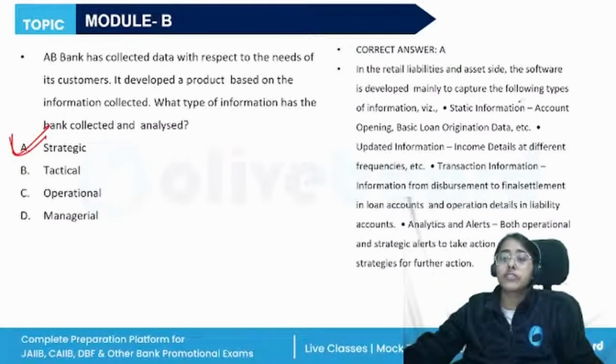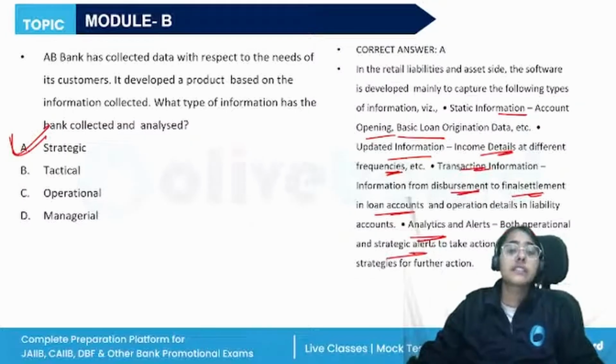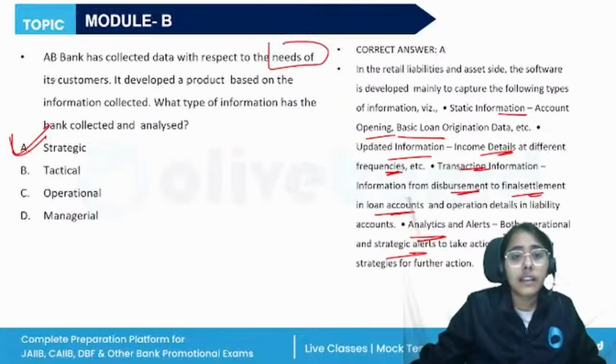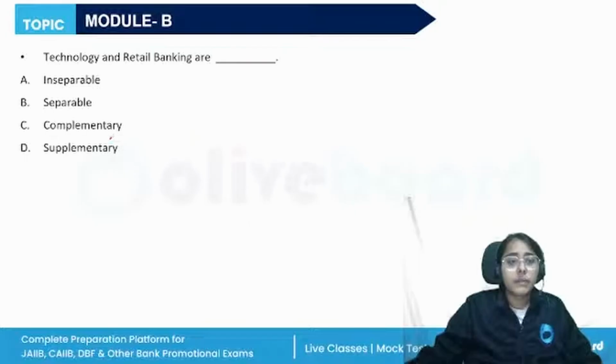Strategic information refers to the account opening, basic loan origination data, updated information, income details at the various frequencies. Transaction refers to the disbursement to the final settlement in the loan account, and analytics and alerts, both operational and strategic alerts. So if we are talking about the customer needs and expectations, then we are referring to the strategic information. Then, technology and retail banking are inseparable, separable, complementary, or supplementary.